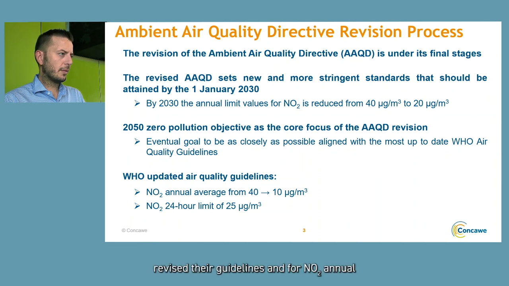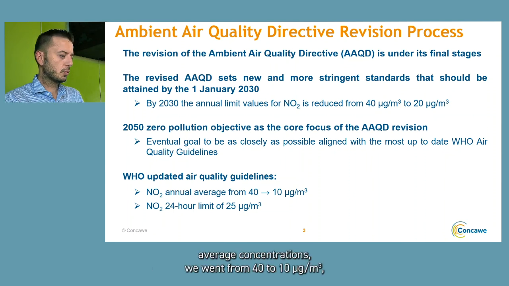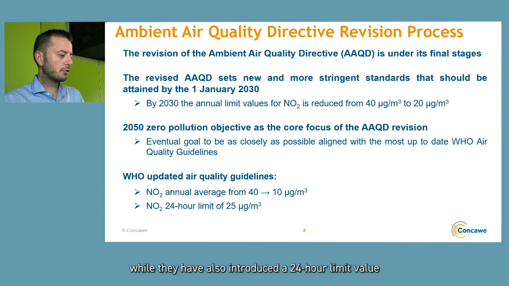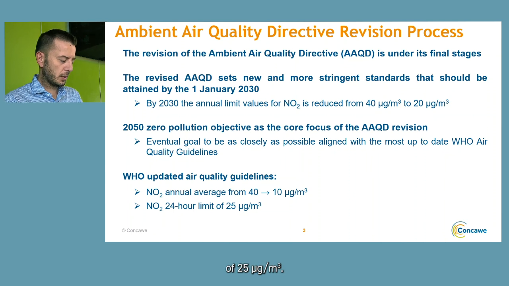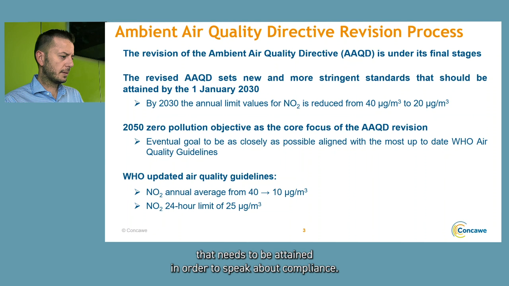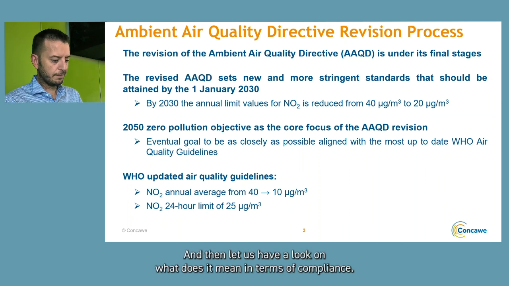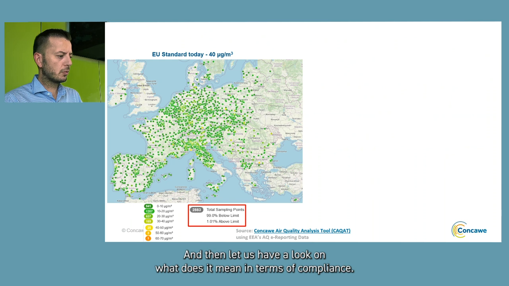Recently, WHO revised their guidelines, and for NO₂ annual average concentrations, we went from 40 to 10 micrograms per cubic meter, while they have also introduced a 24-hour limit value of 25 micrograms per cubic meter. Well, these are just numbers that need to be attained in order to speak about compliance, so let's have a look at what it means in terms of compliance.